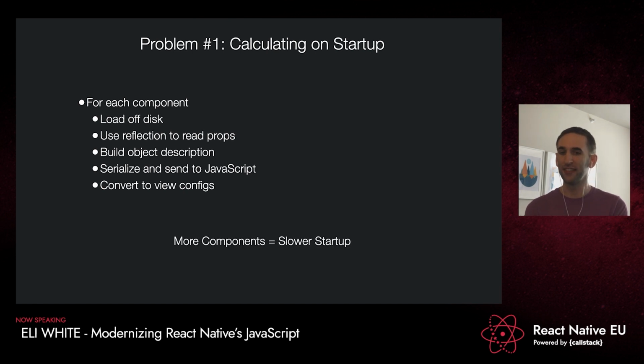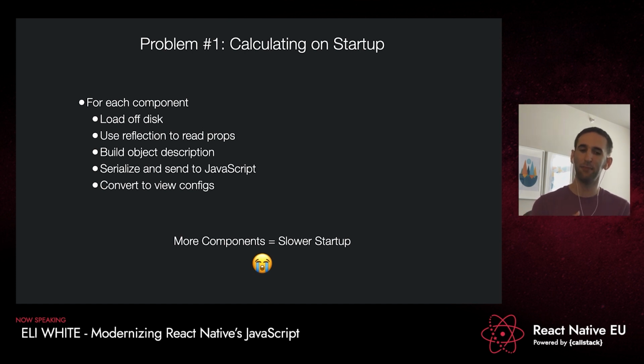One of the problems with this is that it means that the more components that you have registered in the app, the slower your startup is. And this is really sad because you might have a ton of components in your app that you never use at startup, and they will slow down your app. These also don't change ever. So what if we could just cache these view configs by putting it into a file in our bundle? That seems like it might solve some problems, but it brings us another problem.